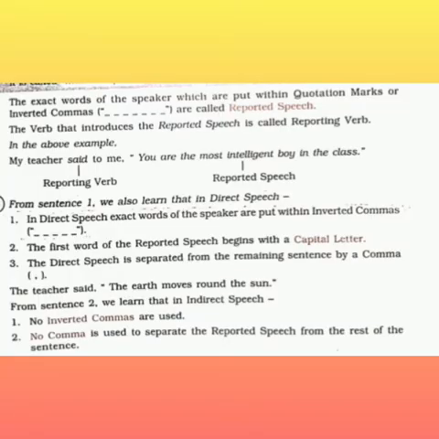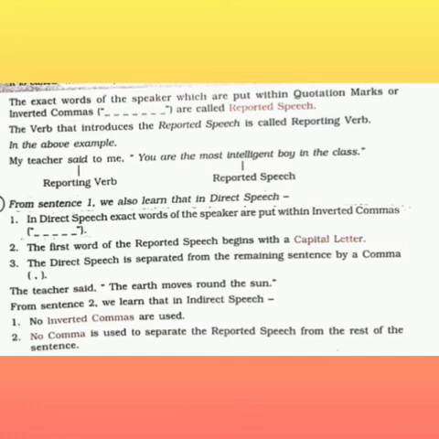Children, the exact words of the speaker, which are put within quotation marks or inverted commas, are called reported speech. The verb that introduces the reported speech is called the reporting verb. You can see in the example given below, "My teacher said to me." So this portion, said, is the reporting verb here. And the second part of the sentence that lies within the inverted commas is your reported speech.